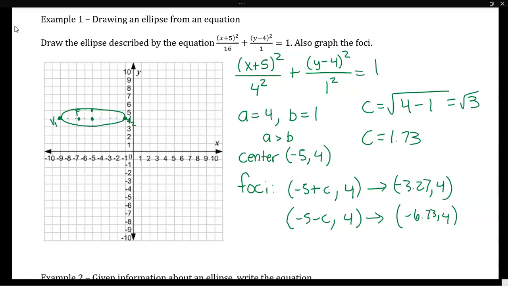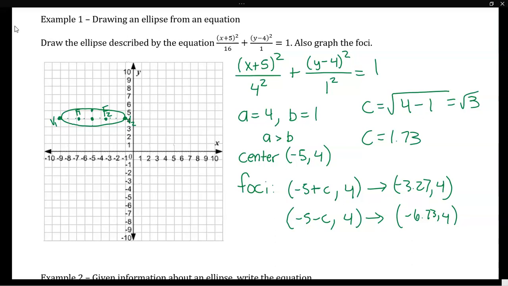So if we're going to plot our foci, we say like -6.73 is here. So we'll say that's our F1. And then -3.27 is about like right here. Now again, for the foci, unless you get a perfect square, that's going to be pretty hard to come up with. So as we plot them, we get F1 and F2, and that's it. So we graphed our ellipse, we plotted our foci, and that's all we need to do. All right, so now we did that with the equation.